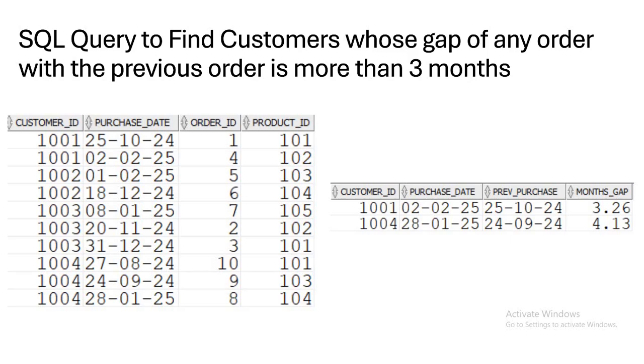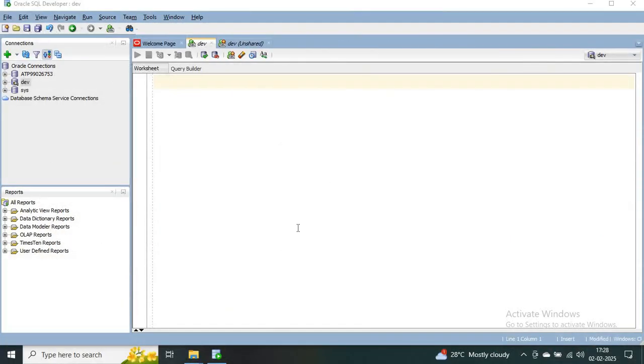So in our output we can see that there are two customers where the gap between any order and its previous order is more than 3 months. For 1001 it is 3.26 months and for 1004 it is 4.13 months. Now we'll write the query to get the desired output.